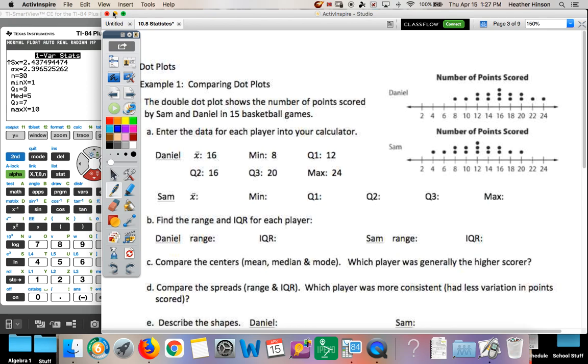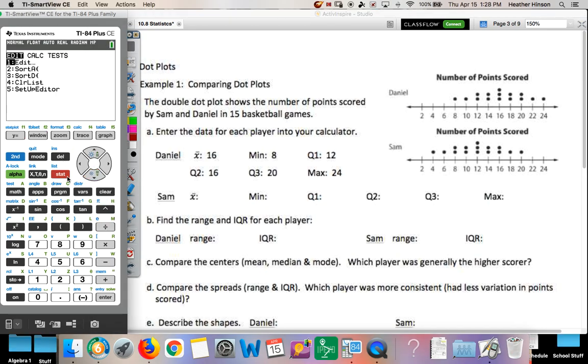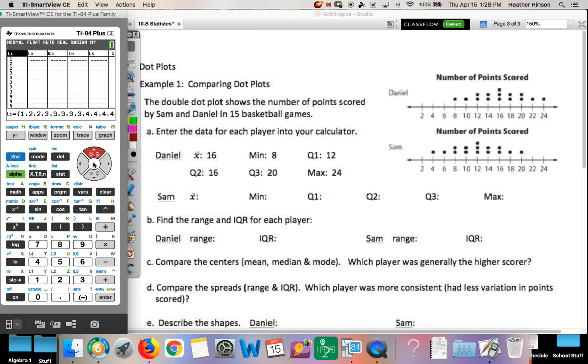Okay. So the double dot plot shows the number of points scored by Sam and Daniel in 15 basketball games. Enter the data for each player into your calculator. So I'm going to go to Stat. I'm going to edit my table. To clear it, I'm going to go up, clear, enter. That'll clear the whole table.